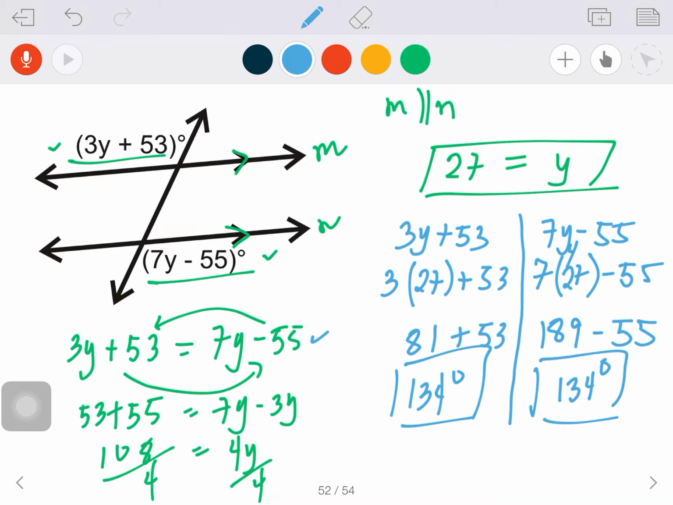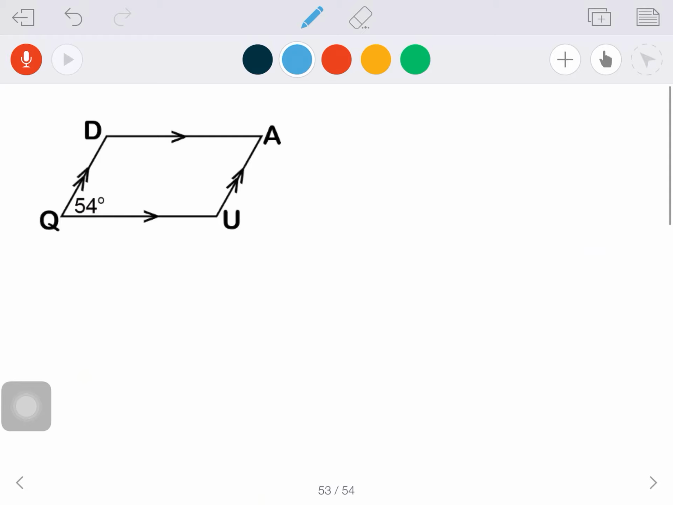So by doing this, we can justify that our answer is indeed correct, or the value of y is indeed correct. It's the value that would make our alternate exterior angles equal because we know that the two lines are already parallel. Next problem here is you can see a plane figure.